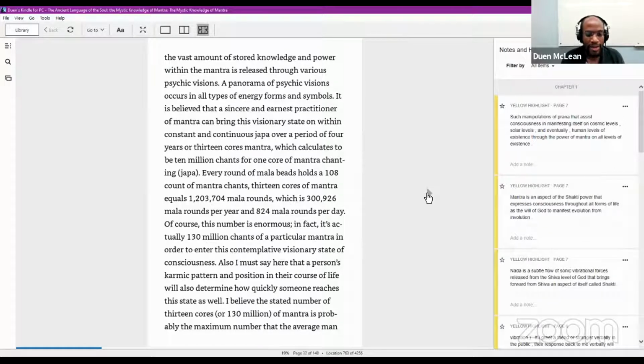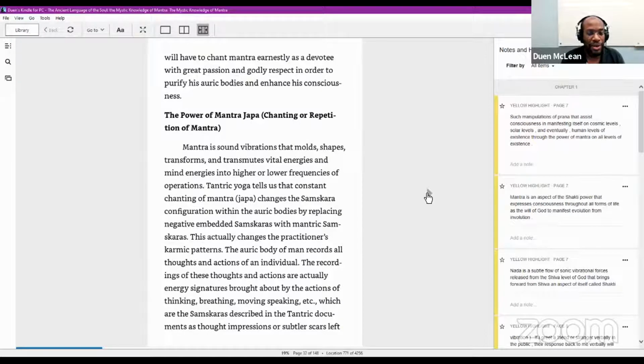I believe the stated number of 13 cores, or 130 million of mantra, is probably the maximum number that the average man will have to chant mantra earnestly as a devotee with great passion and godly respect in order to purify his auric bodies and enhance his consciousness. The power of mantra japa, chanting or repetition of mantra.